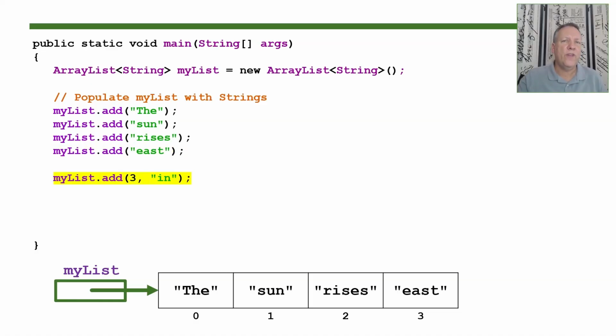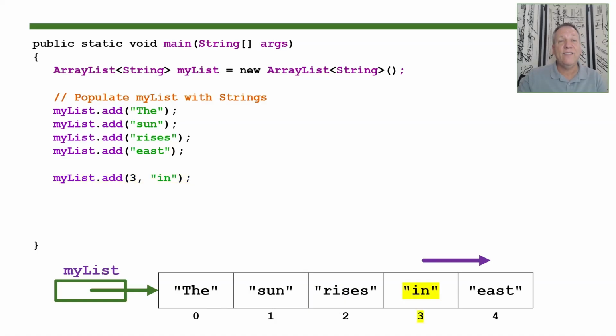Now let's use the add method, but let's use the index value in addition to the string object that we're going to add. So we're going to say myList.add(3, "in"). And what that does is it slides "east" down because "east" was in position 3, and then puts the word "in" at position number 3. So now we have "the sun rises in east."